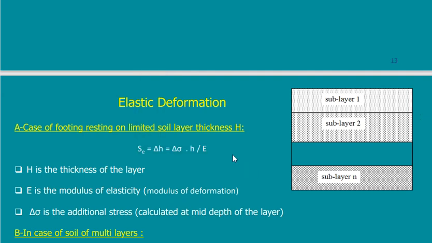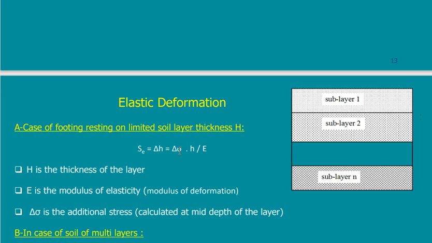It is something related to E, which is equal to the stress divided by the strain, and from this equation we reach this shape of the equation, which is SE, the elastic settlement, which is equal to delta H, or the change in the height of the compressible layer. It will be equal to delta sigma, which is the increased stress. Why do we call it increased stress?